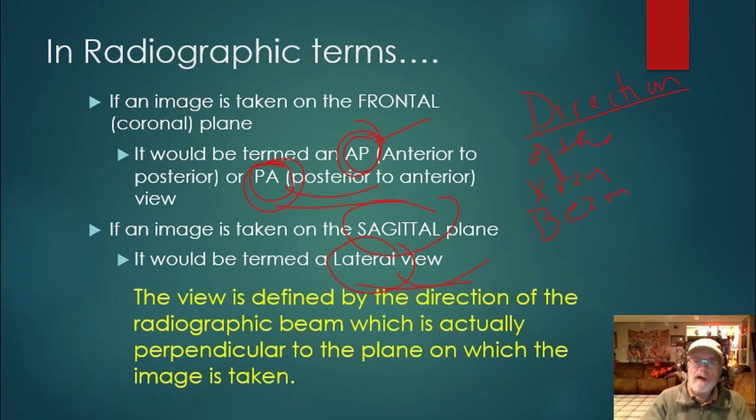So the view is defined by the direction of the radiographic beam, which is actually perpendicular to the plane on which the image is taken. Hopefully you've been able to follow that. So if the image is taken on the frontal or coronal plane, which again divides front to back, you take off that whole front and you see what's left. If the beam is perpendicular to that, it's going from an anterior to posterior direction, or if it's coming from the back, it would be from a posterior to anterior direction. If you're doing something on the sagittal plane, they cut me this way, then the beam is coming from the lateral side, so it's called a lateral view. So that's just describing the direction of the beam. I'll discuss this a little bit more during the class, but that's what that's about.